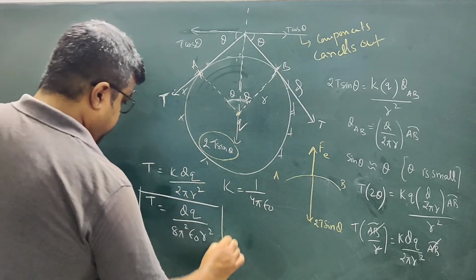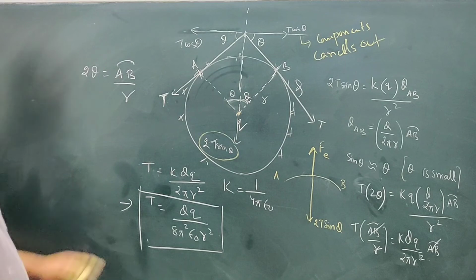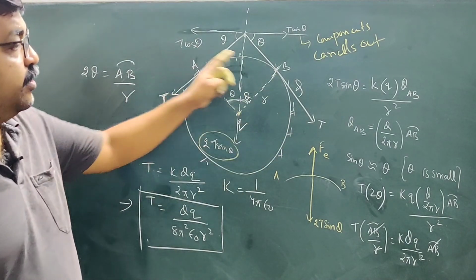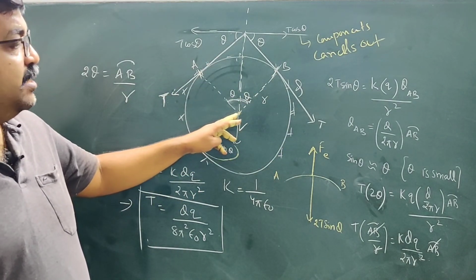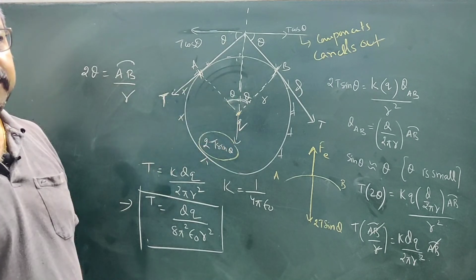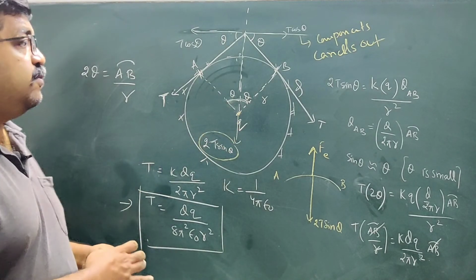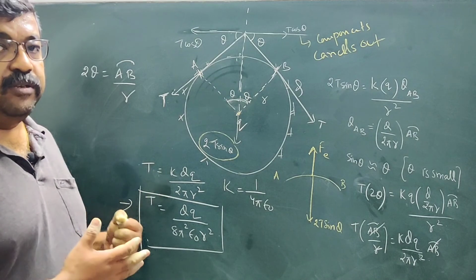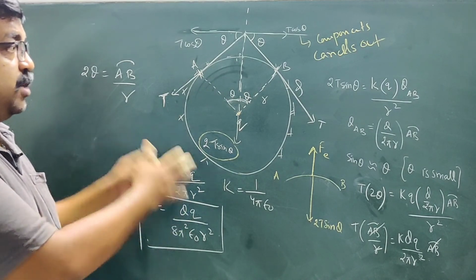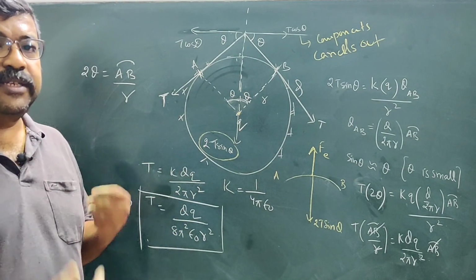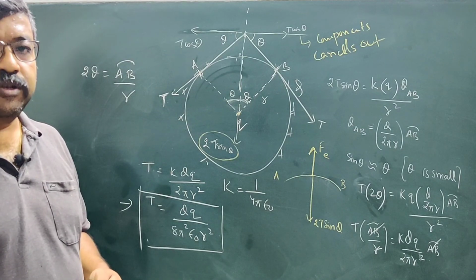So this is the final expression for tension that is developed in the ring because of placing this charge Q at the center of the ring. This is how you have to approach a particular question. Here I have discussed one particular case, but you can apply this technique to solve other questions also.